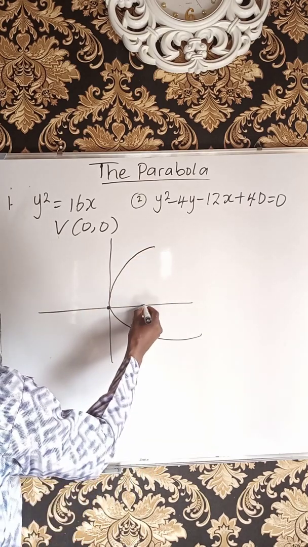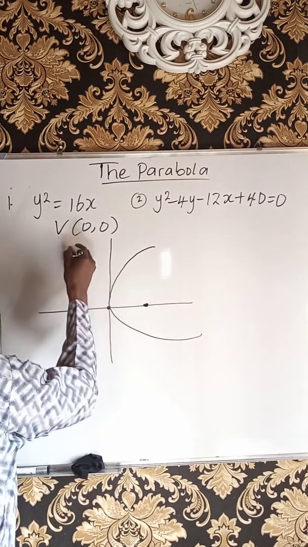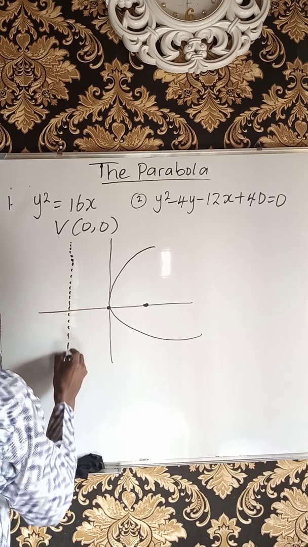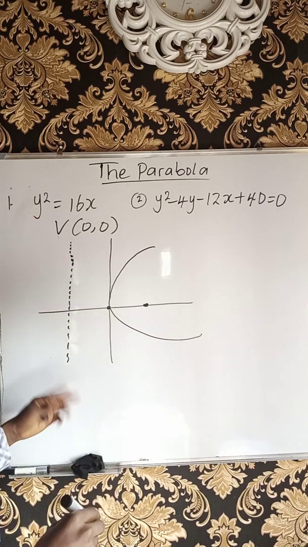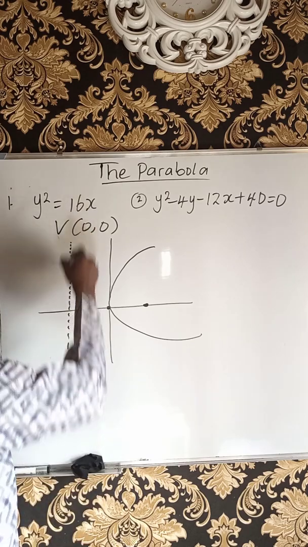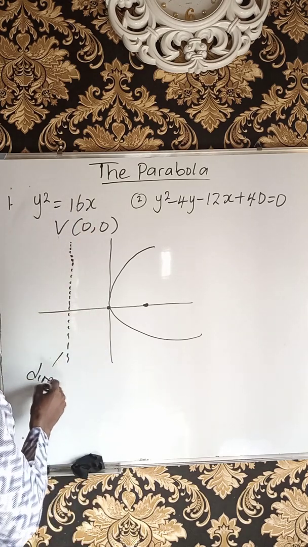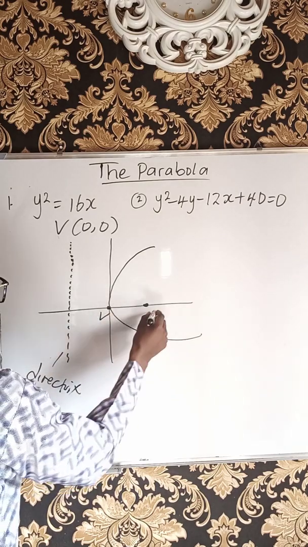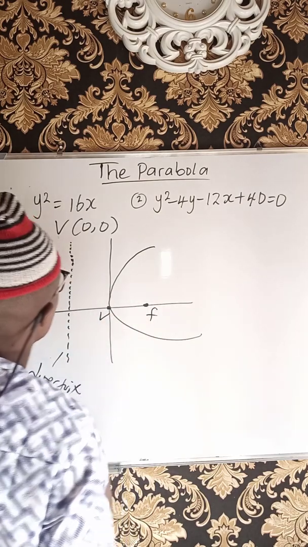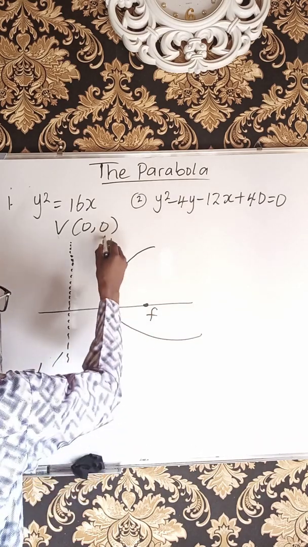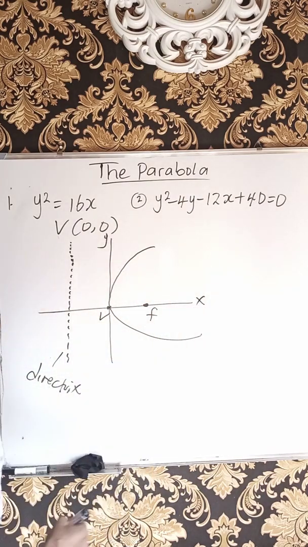The focus is somewhere here. Then the directrix is just this straight line here. Remember the introduction to parabola I discussed, so you can go and watch it again to master what you are doing. So this is the directrix. Here is my vertex and this is my focus. Now I want to know the value from here. Remember, here is 0, 0, the y-axis and the x-axis.